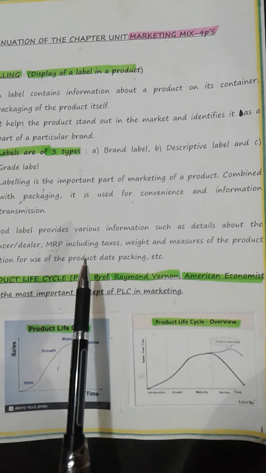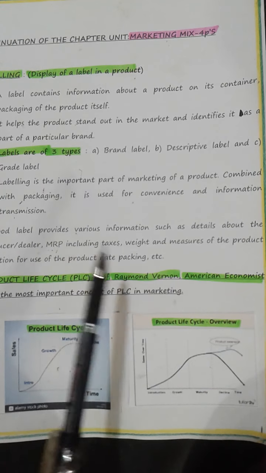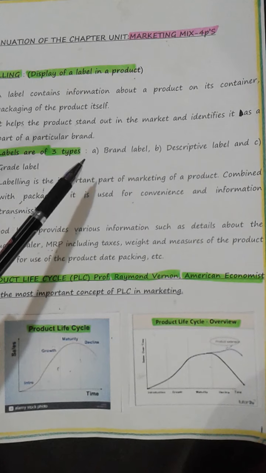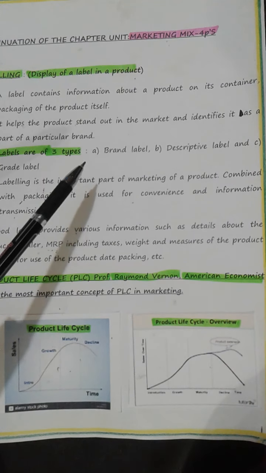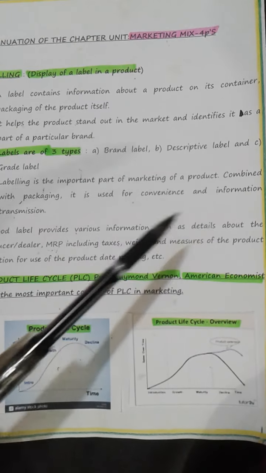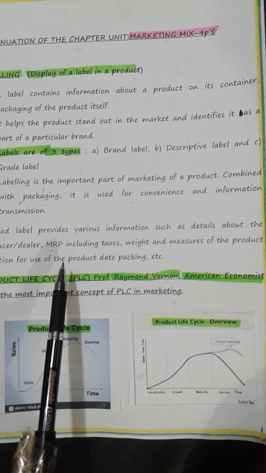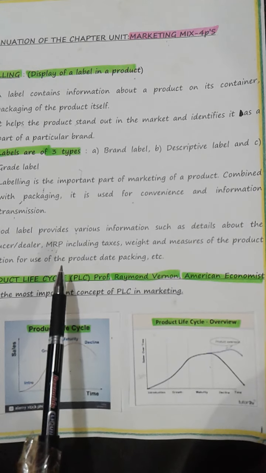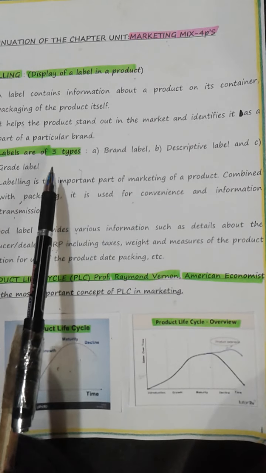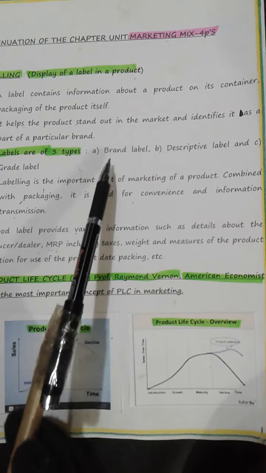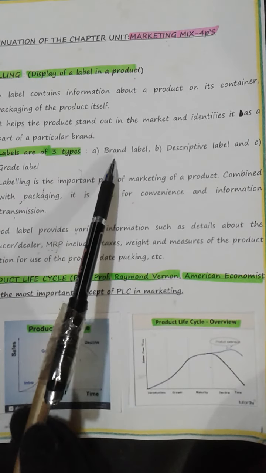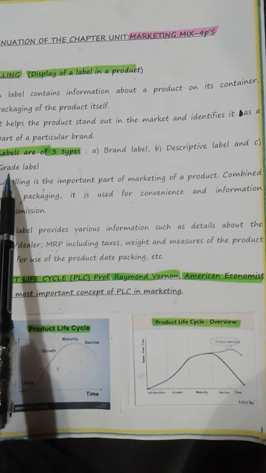So let me list out the main significance of labeling. First one, useful information. Second one, product standing out in the market. Third is identifying particular brand. Convenience, information transmission, and also giving various details about the product. So this helps a buyer to buy satisfactorily. There are 3 types of labels, children. Only the names you should know. Brand label, descriptive label, and grade label.